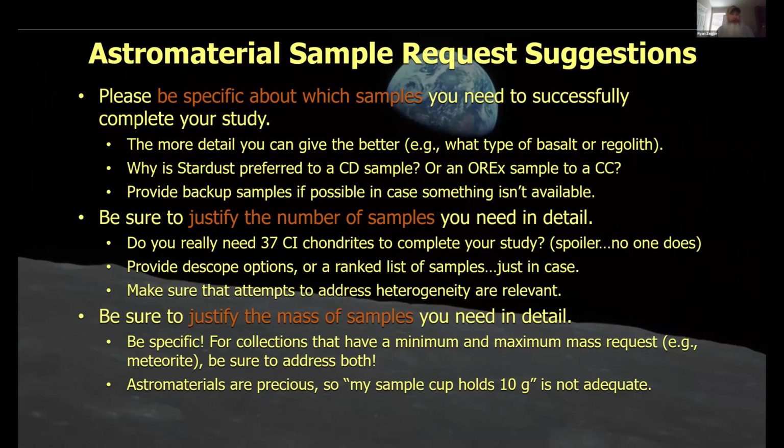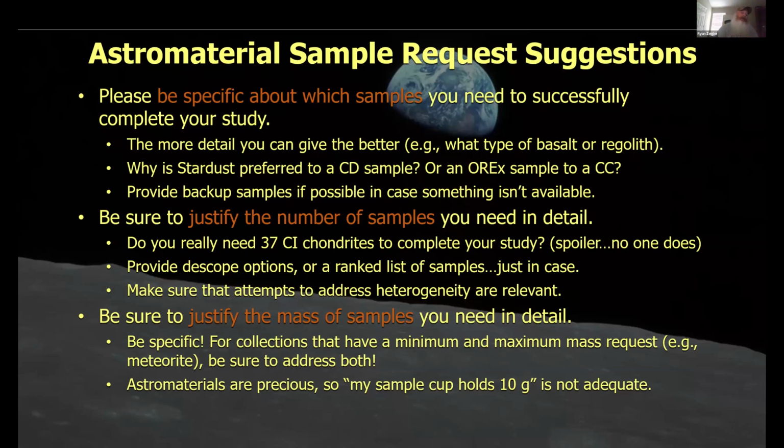If we're looking at lunar regolith from the Apollo 16 site and you want to look at what they call mature soils, are there really significant differences between all the mature soils? Would studying 10 of them be any more relevant than studying 2 or 3? So you have to make the case for why those extra measurements are important.